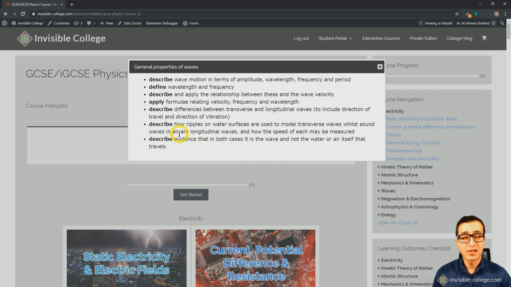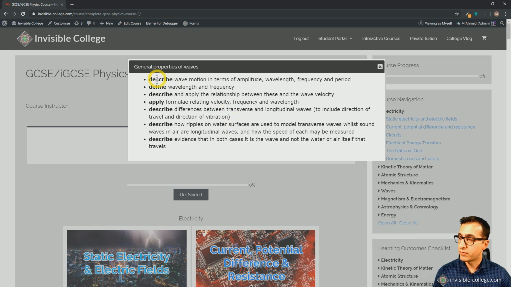We're going to start by looking at some of the general properties of waves: amplitude, wavelength, frequency, and time period. We'll look at the relationships between these and how they are calculated and measured. We're also going to define these qualitatively and quantitatively, and look at the differences between transverse and longitudinal waves. We'll model waves using ripples on the surface of water by means of a simulation of a ripple tank, and look at longitudinal waves using the example of sound.